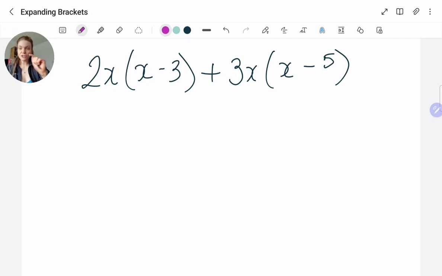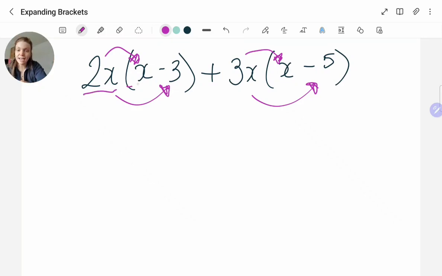So first thing, what do we have? Brackets, so we have to expand them. So we draw in our arrows. So let's draw in those. Then we know brackets mean multiply, and we're going to go through each term nice and slow.